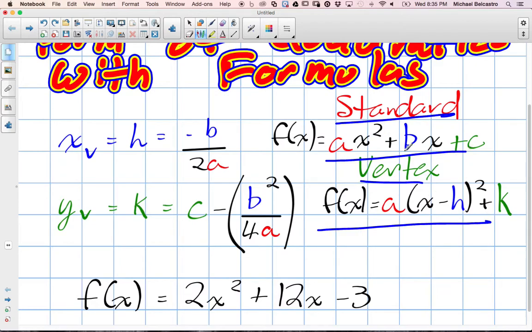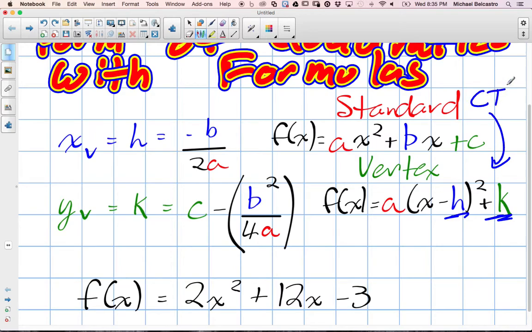So you have your ax squared plus bx plus c, standard, and vertex is a bracket x minus h bracket squared plus k. They each have their advantages. When it gives us the vertex, it's usually easier to graph. Normally we complete the square, but what we're going to do is use two formulas to find out what this is.